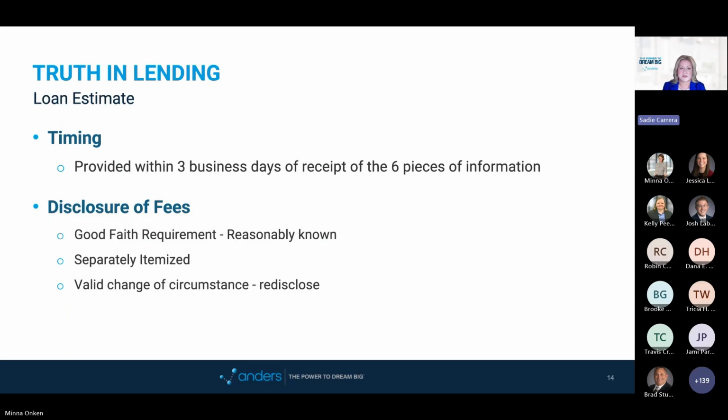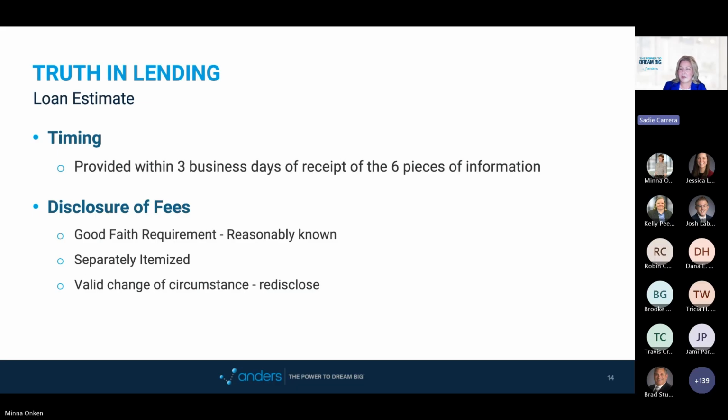They are separate services. And of course, if something extraordinary happens during the processing of the loan and we have a valid change of circumstance, we can redisclose the fees to the extent they're affected by that change of circumstance, and we get to reset our tolerances. Now, we just need to be sure when we do this that we, 1, document the change of circumstance, 2, document the extent to which any fee was affected, and then we can redisclose adding or increasing that fee affected by the change of circumstance.